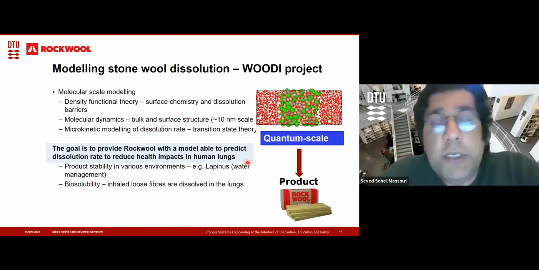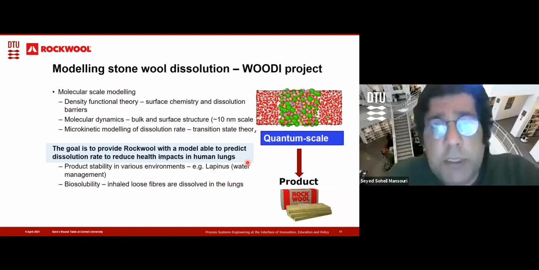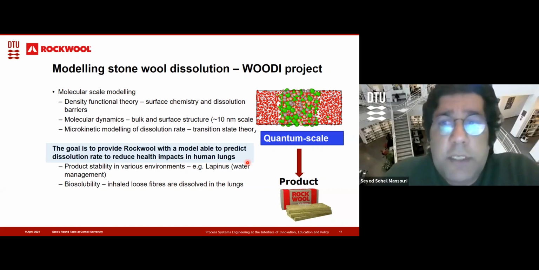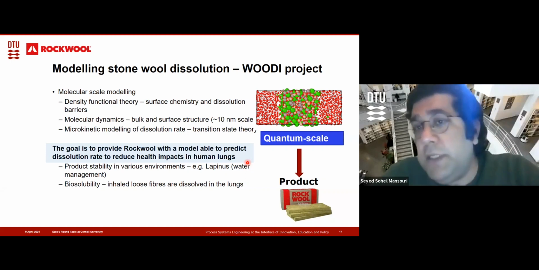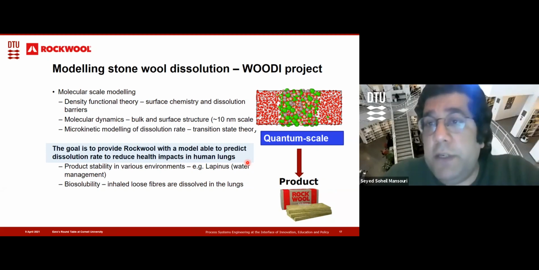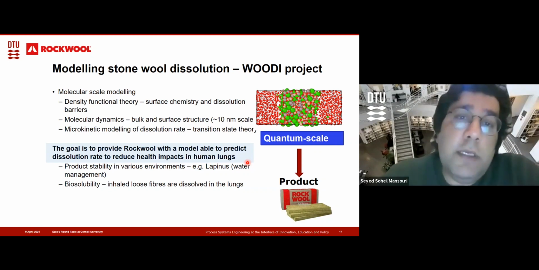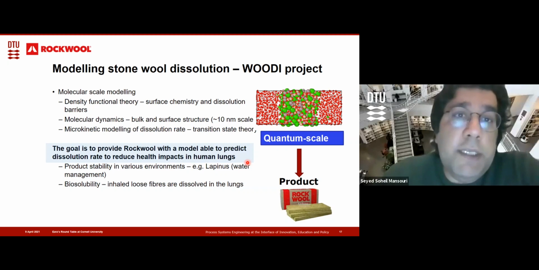Within the core chemical engineering, what we are currently doing in our research, the first example, is modeling stone wool dissolution. That is a project in collaboration with the Rockwool company. The goal is to provide the company with a model that is able to predict the dissolution rate to reduce health impacts in human lungs. As you can see here, we are using molecular dynamics at the quantum scale to solve the problem. This is a problem that we can better understand and find a solution for if we look at it at a very small scale. However, the end impact of the solution will be on the final product that will be used in society.